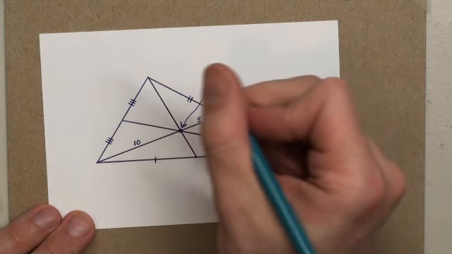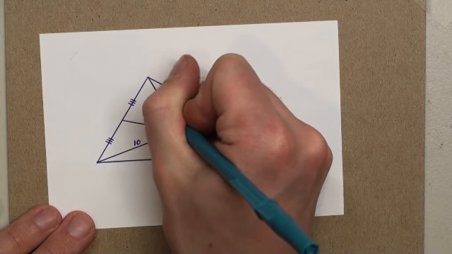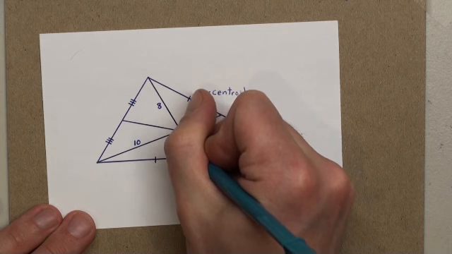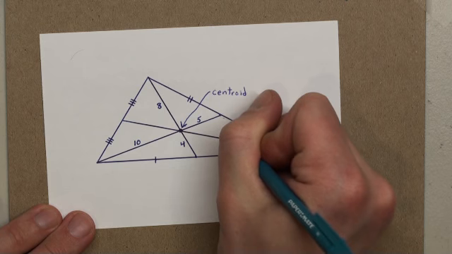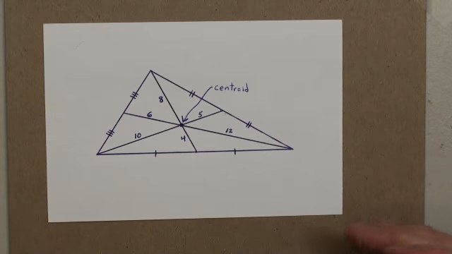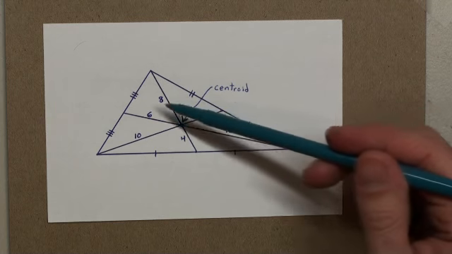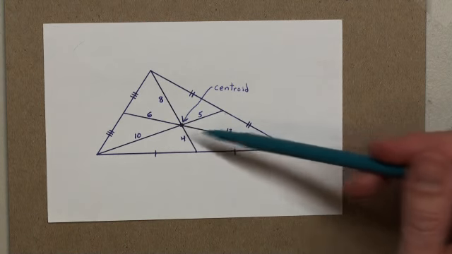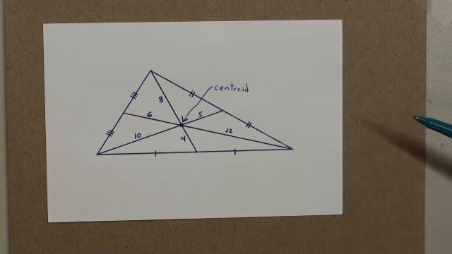Okay. If this was 8, this would be 4. Okay, and let's say this one was 12. Then this one would be 6. Okay? See how that works? Now, that's about all we need to write, because that makes it pretty self-explanatory. Okay? The little piece is half of the big piece, only when you have a centroid. Okay, you see how all the big pieces are twice as long as the little pieces?